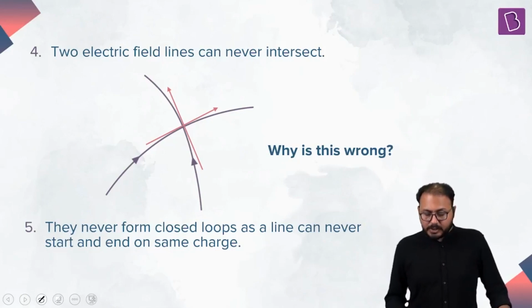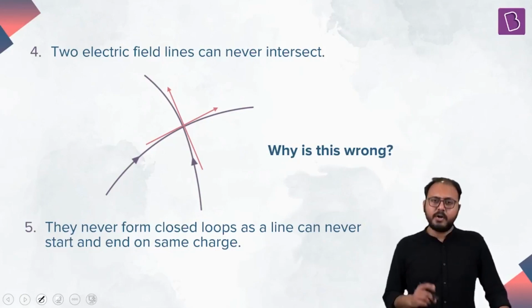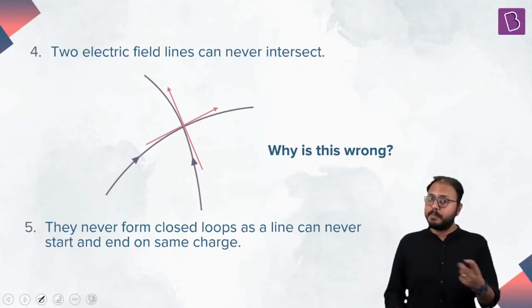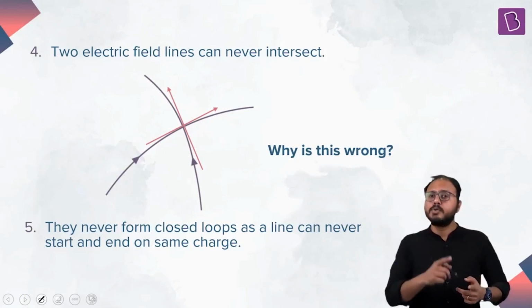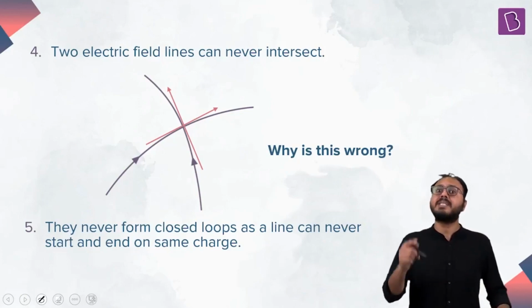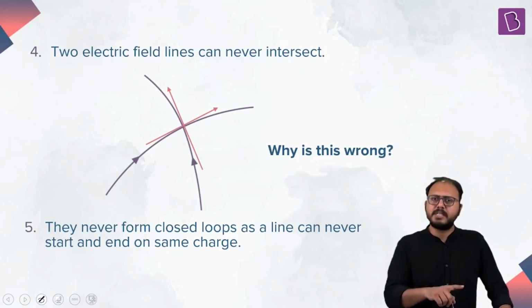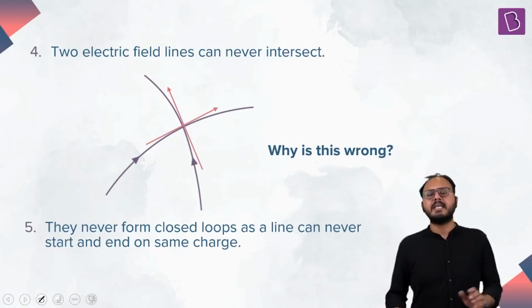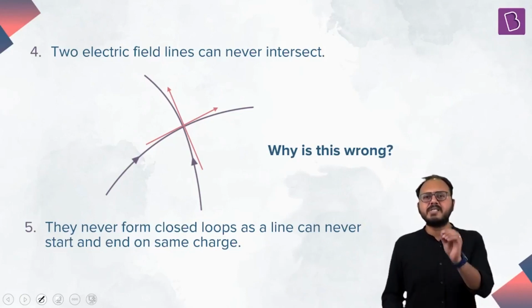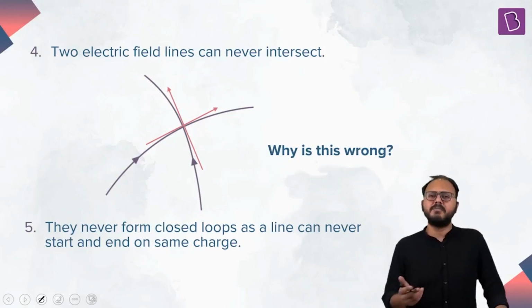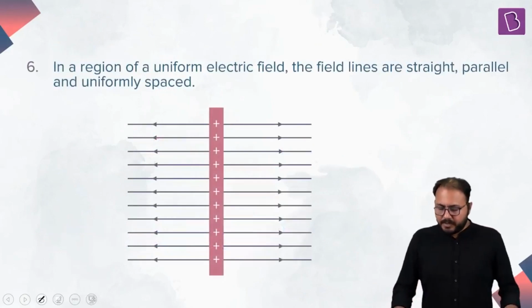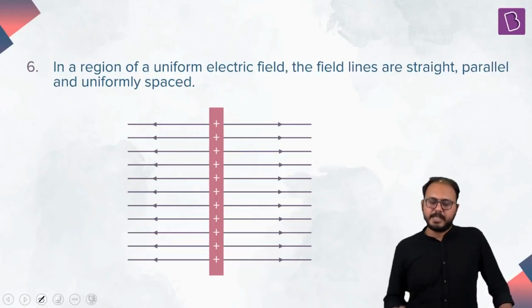They never form closed loops, as a line can never start and end on the same charge. Well, you see, when I drew a plus and a minus charge in the previous slide, that is not the closed loop I meant, because that was not starting and ending on the same charge. It was starting on positive and ending on negative. What I'm trying to say here is that I can't have a field line starting and ending on the same charge. It cannot. It originates from positive and terminates on negative. Good. A very nice pictorial representation of a very wonderful tip.